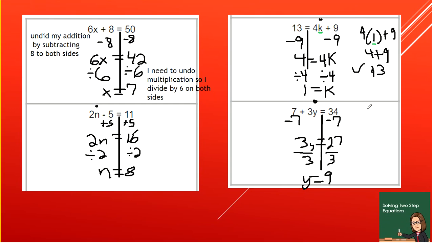Again, I wonder if that's right. So let's check. If I put it in, 7 plus 3 times 9, 7 plus 27, oh, it does equal 34. So I did do it right. And so that is one way at the end. If you're like, ooh, I'm not sure if I did it right, do check your answer because you can find out very fast if you did it right or wrong. And so that's it. That's how you solve them.